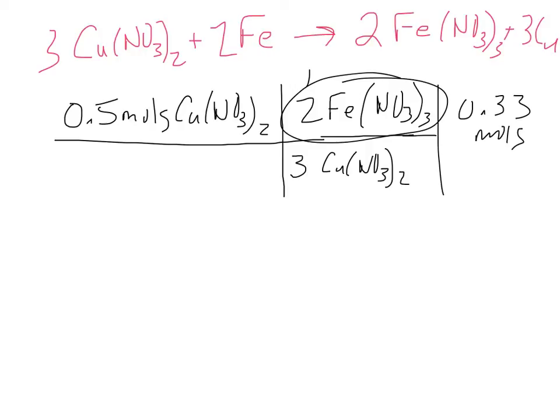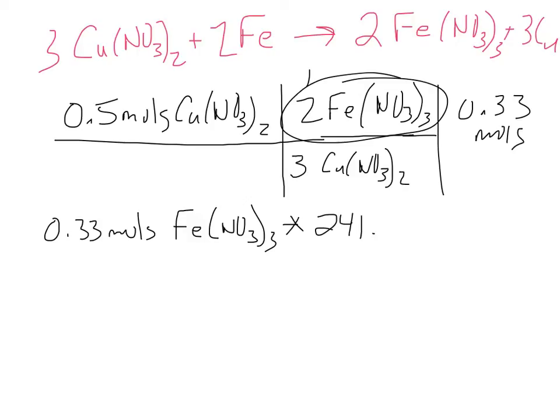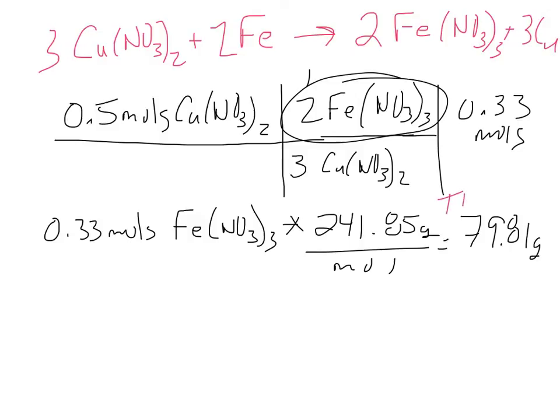Then I take my 0.33 moles of iron 3 nitrate and multiply it by the molar mass. If you remember back on the other page, you can stop and go back and take a look, we figured out that this was 241.85 grams per mole. So 0.33 times 241.85 is going to give me 79.81 grams. Now that is my theoretical amount.